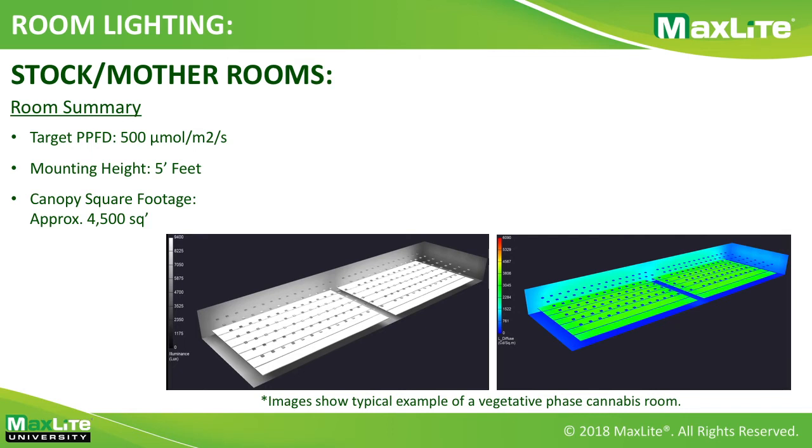Going through the room summary, you'll see an example or opportunity like this where they're going to be looking for a target intensity PPFD of around 500 micromoles for the vegetative or mother state for a cannabis crop. When you're looking at this particular drawing, you'll see that the white benches signify where the canopy typically would be and where the calculation would occur on this particular example.